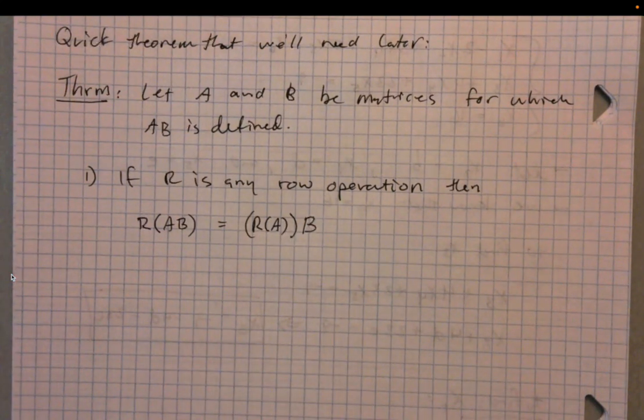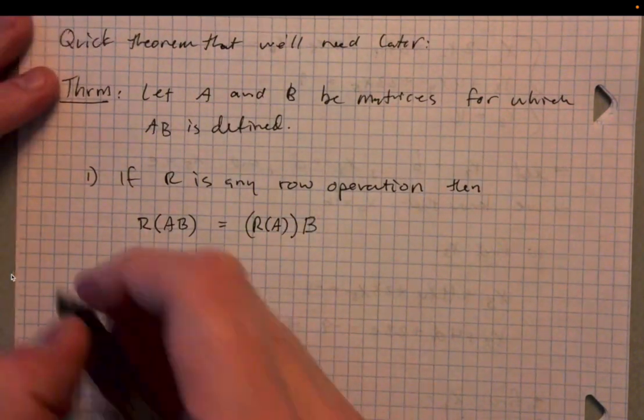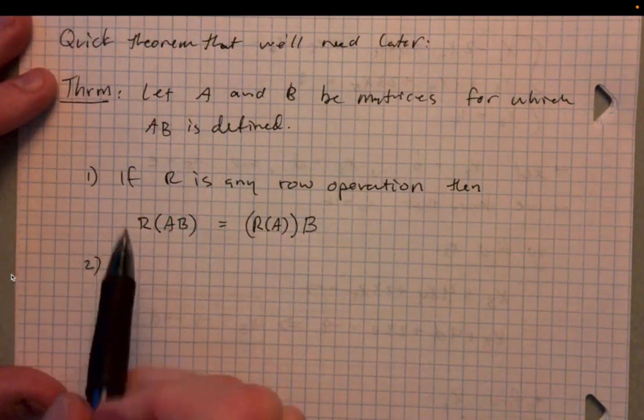It's a little bit of a surprising result, right? So if I perform a row operation on product AB, then the same result can be achieved by performing the row operation on just A and then multiplying by B. Okay. And so that's part one.